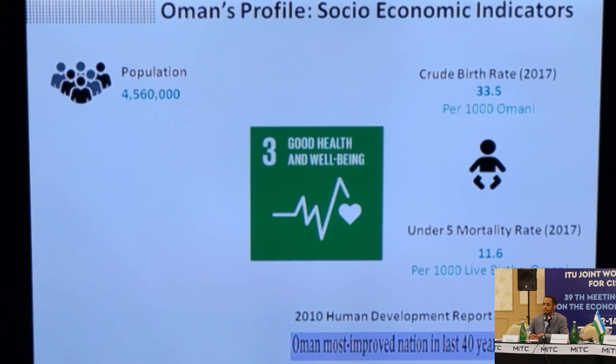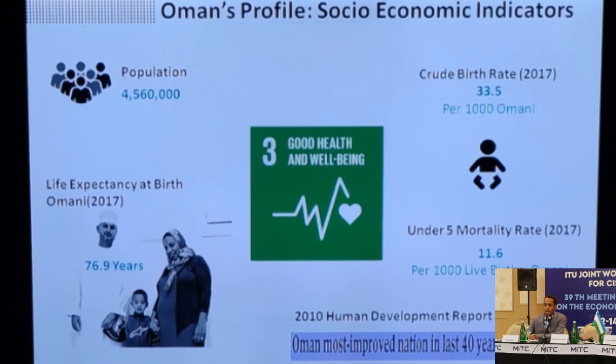Oman is ranked as one of the most improved nations in the last 40 years as per the UN assessment. In 1970, the under-5 mortality rate was 229, and in 2017 we have only 11.6 mortality for under 5 years. Life expectancy at birth in Oman is 77 years, from the date of your birth. So if you have less than this number, just come to Oman. You will enjoy life.